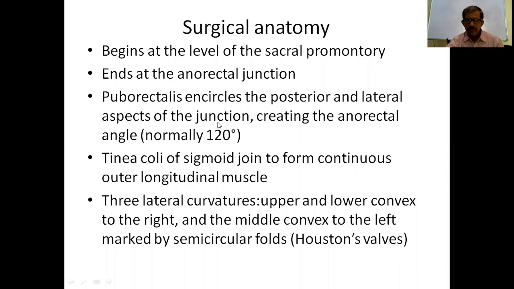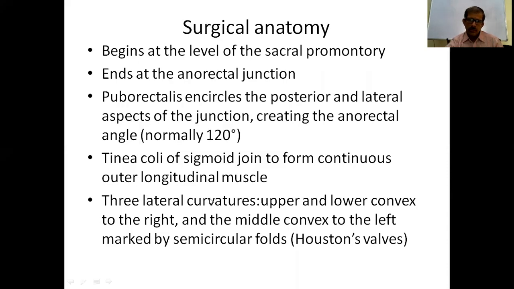Maintenance of this angle at 120 degrees is very important because of the function of the rectum as a storage ampulla. Then, as you know, the taeniae coli of the sigmoid form the outer longitudinal muscle of the rectum. And the rectum does not have a serosa. So the layers are mucosa, muscularis mucosae, submucosa and muscularis.